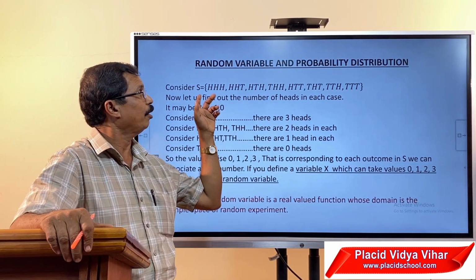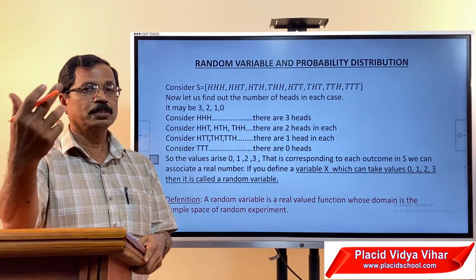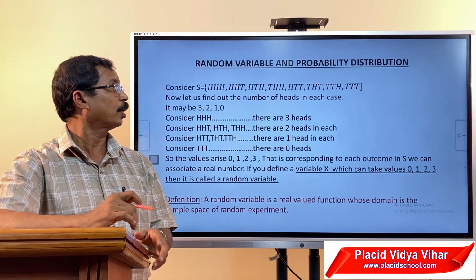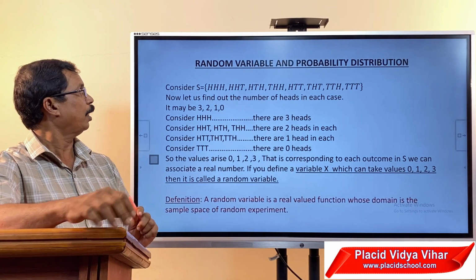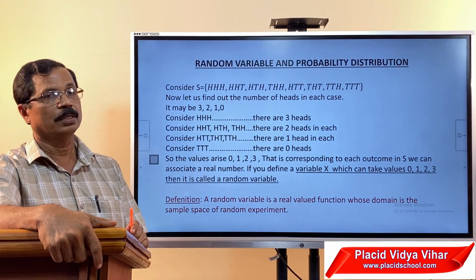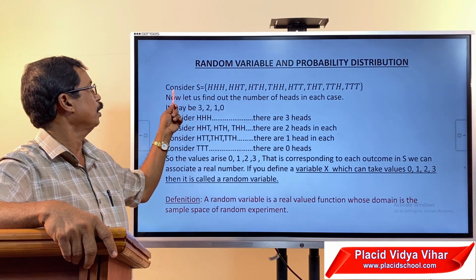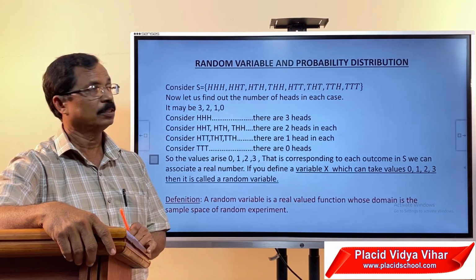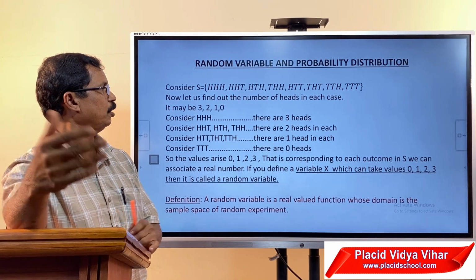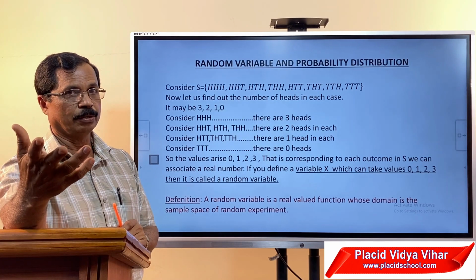And for this random variable, first of all you have to find out what is meant by a random variable. I will explain very simply. Look at this. You consider the experiment of tossing a coin 3 times. As you know, how many sample points are in sample space? Look at this. Consider HHH, HHT, HTH, THH, and so on. These are the 8 outcomes you already know.